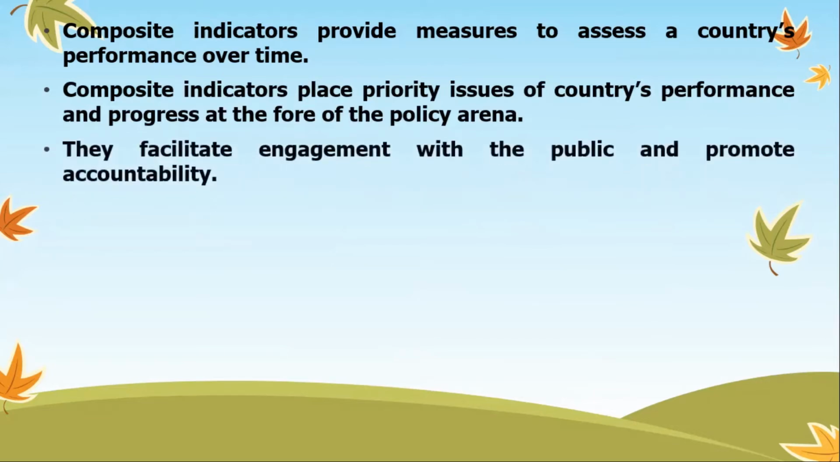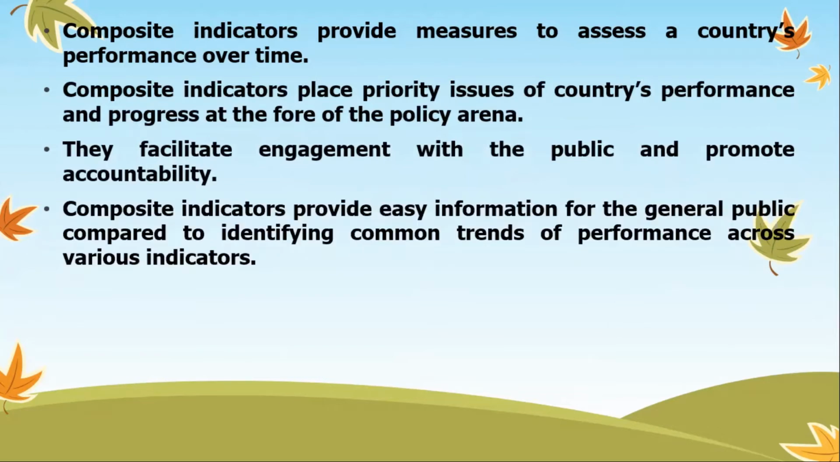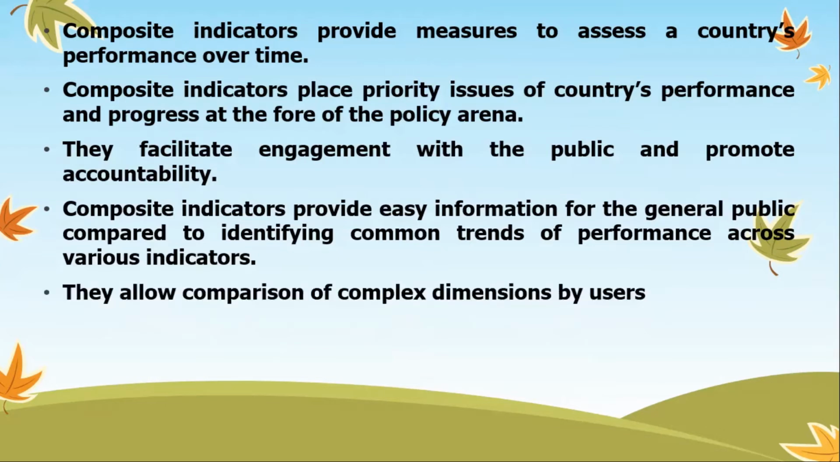They facilitate engagement with the public and promote accountability. Composite indicators provide easy information for the general public compared to identifying common trends of performance across the various indicators. So with the help of the MDGs, a country's engagement with the public and its accountability is promoted. Next, they allow comparison of complex dimensions by users.